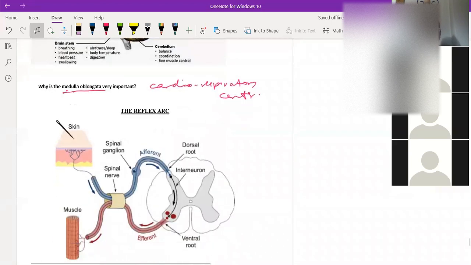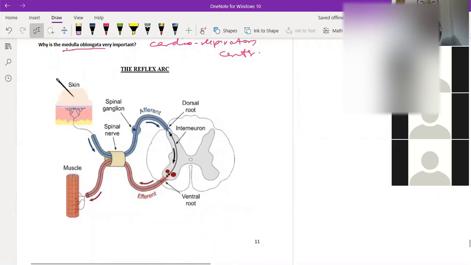Okay, and then finally for today, we'll look at the reflex arc. The reflex arc begins with, if I step on a sharp object, I don't have to think; I have to act before I think. So that's the reflex action. Let's begin with the skin. Something pricks the skin, like a sharp pin or needle. Then the impulse goes through the first neuron or nerve, known as the sensory neuron, called the afferent. Another name for it is sensory.